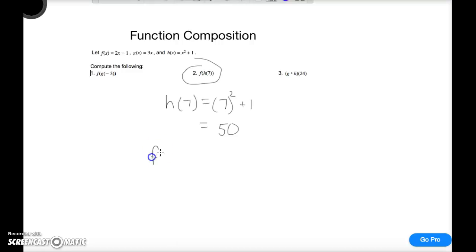Now if I want f of h of 7, okay, that means I really want f of 50. So I'm going to plug in for my x value in my function f, I'm going to plug in 50. So 2 times 50 minus 1, which is 100 minus 1, or 99. So f of h of 7 is equal to 99.